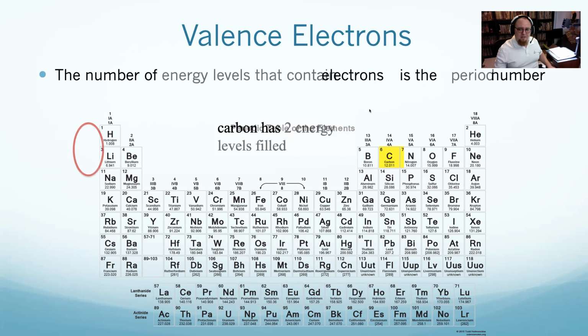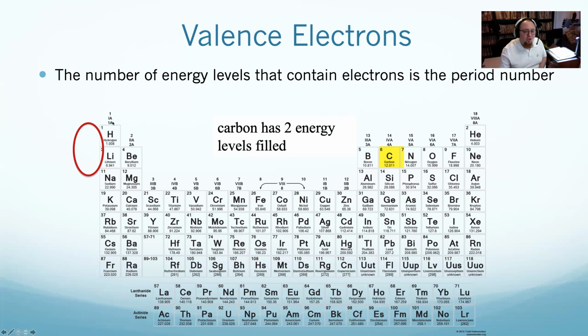It's in the second period. So carbon has 2 energy levels because it's on the second row. But what we care about is valence electrons. And the periodic table gives us that. See, when we talked about the family names, I said they can be numbered in 2 different ways. Just numbering from left to right, 1, 2, 3, 4, 5, 6, 7, 8, 9, 10, 11, 12, 13, 14, 15, 16, 17, 18. Or with a letter and a number.